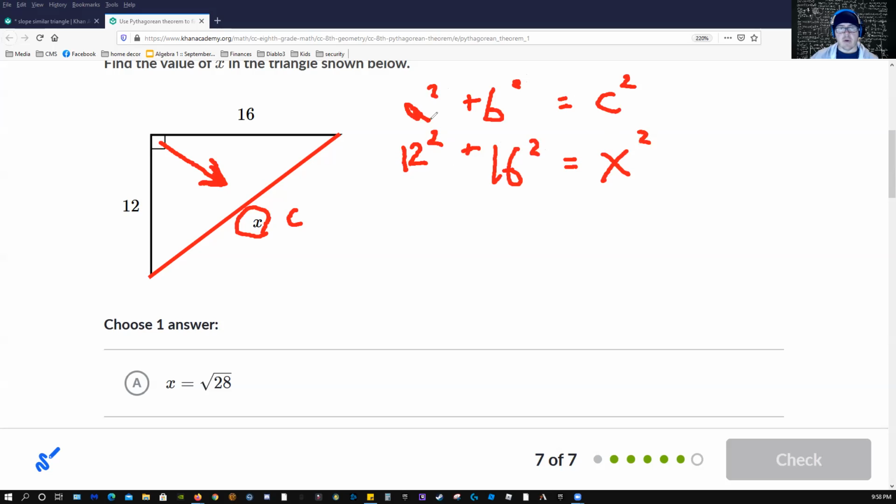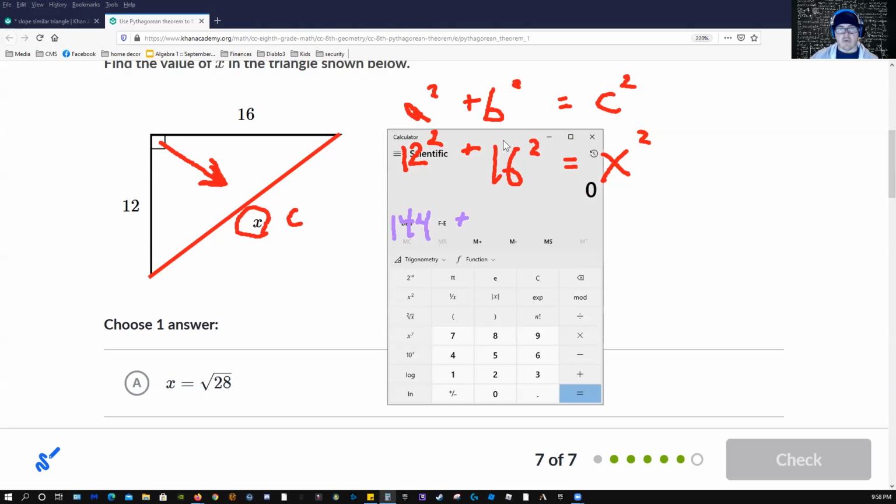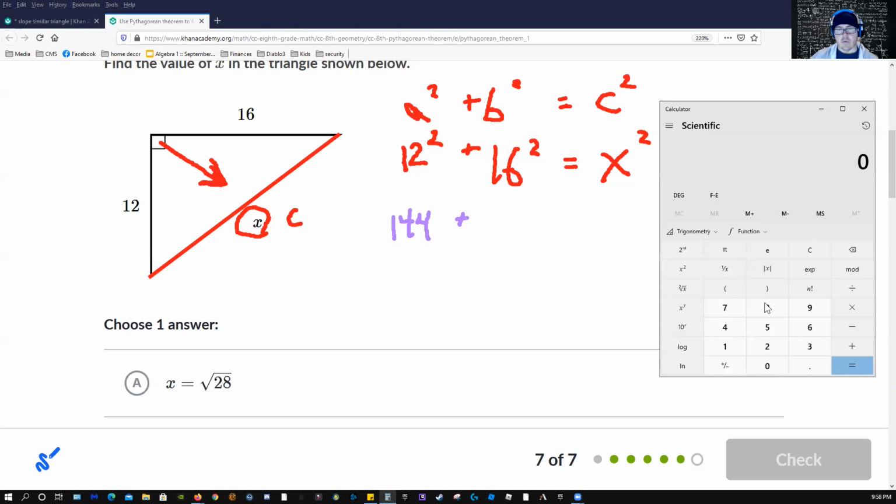Okay, so 12 to the second power. If you use your times tables or your calculator, you can find out that's 144. 16 to the second power. I think I remember what it is, but if I'm unsure, grab my device. 16 second power. Oh, that meant second function. Back that up. 16 squared. 256. Yep.